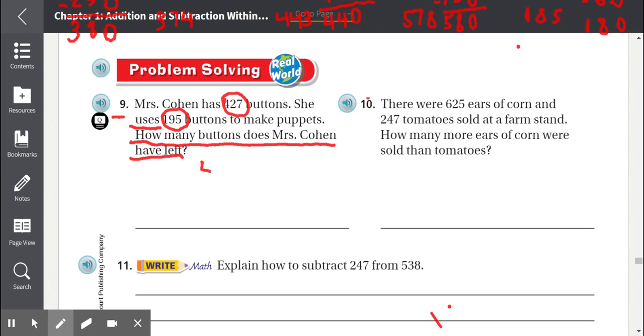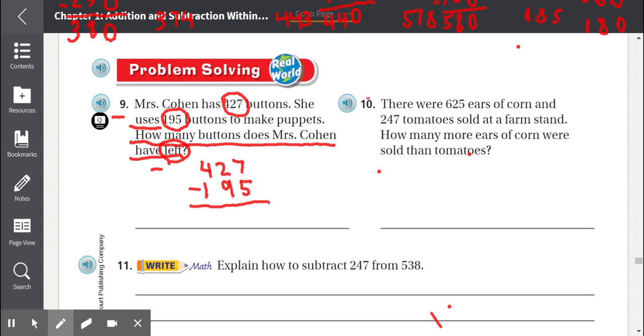So let's see. 427. And she used 195. And since she used 195, we know that means we're subtracting. And also the word left in our question means to subtract. So I'm going to put another subtraction sign. How many buttons does Mrs. Cohen have left? So we have 427 and she used 195. So let's subtract to find out how many buttons Mrs.